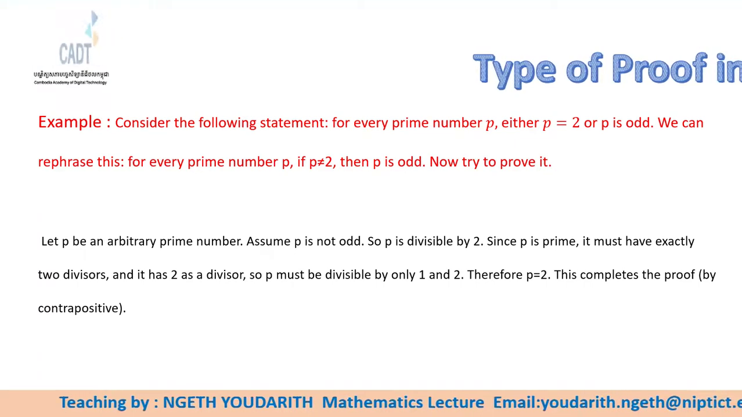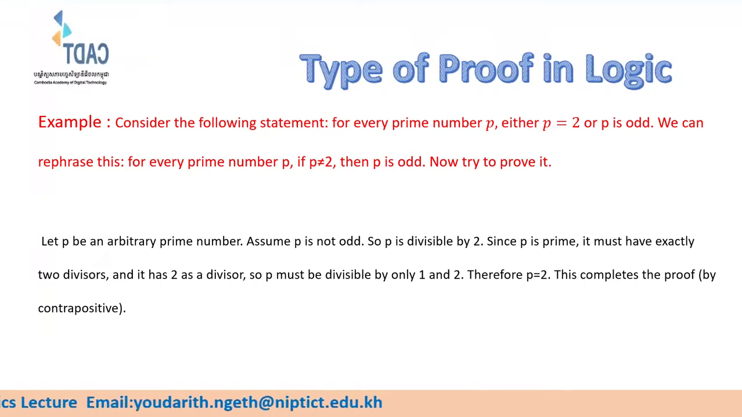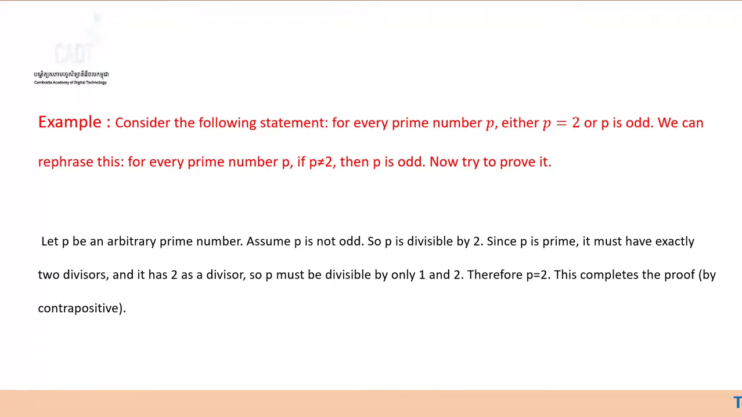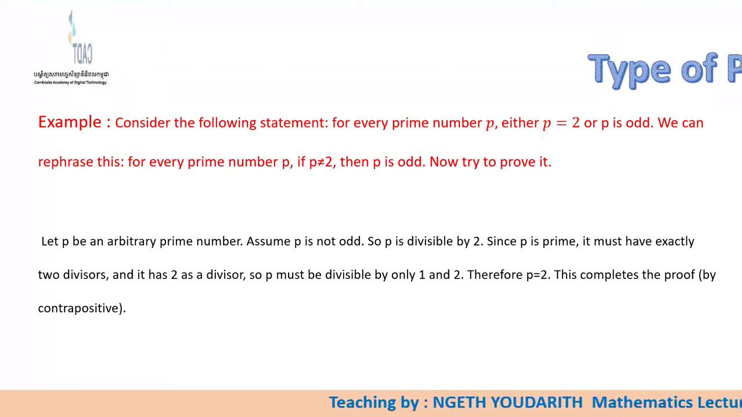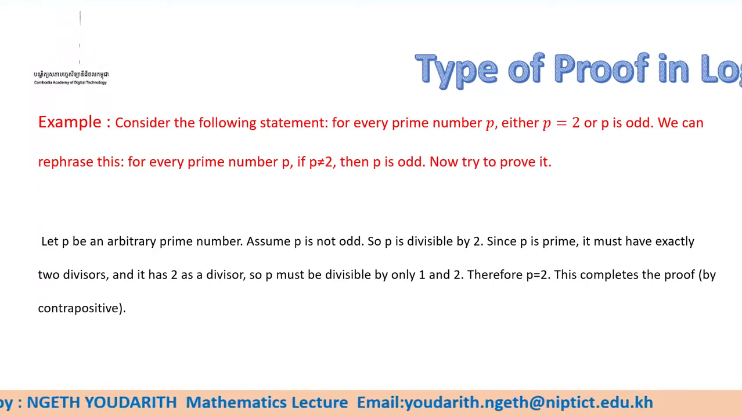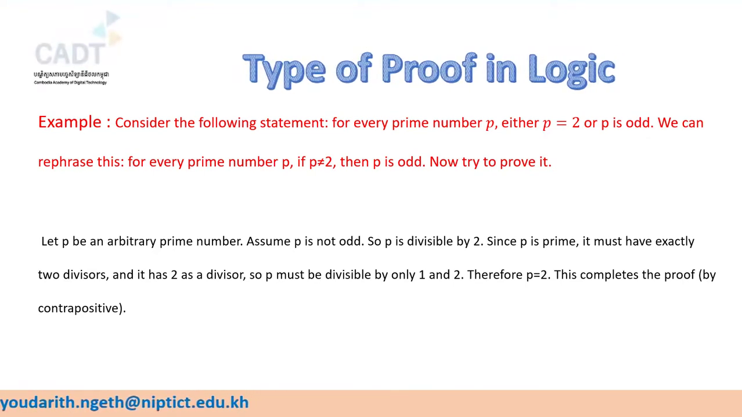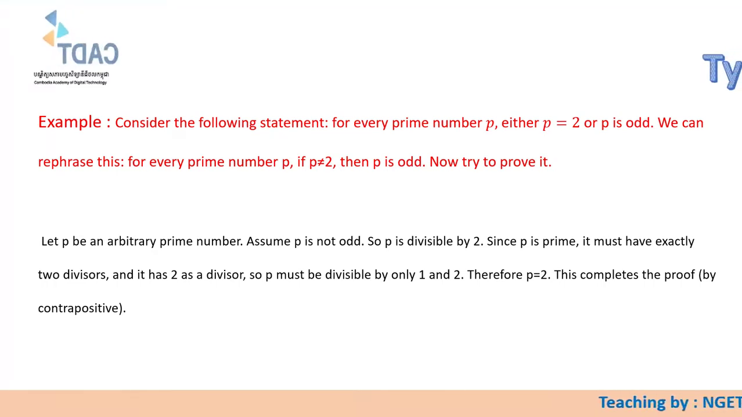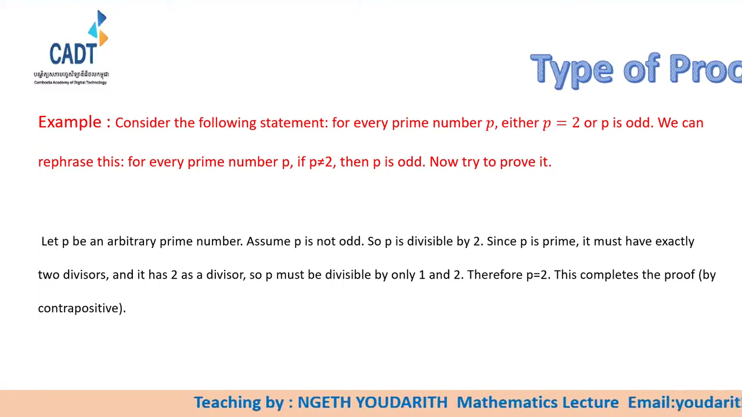Now we can let p be a prime number. Assume p is not odd, so p is divisible by 2. Since p is prime, it must have exactly 2 divisors. If it only has 2 as a divisor, p must be divisible by only 1 and 2. Therefore, p equals 2. This completes the proof by contrapositive.